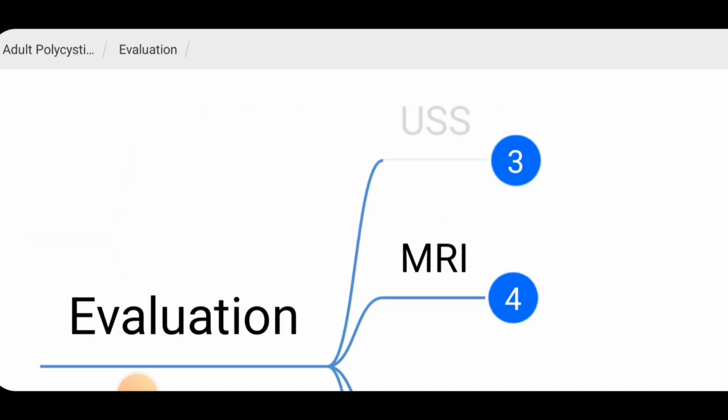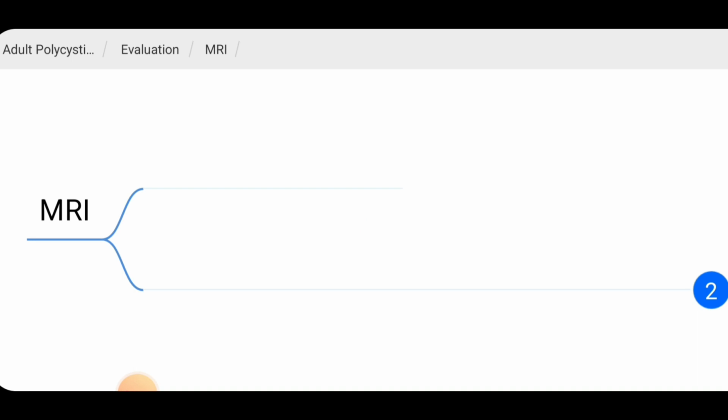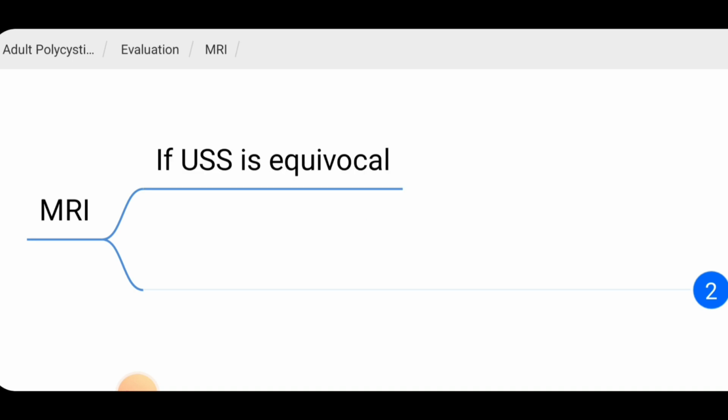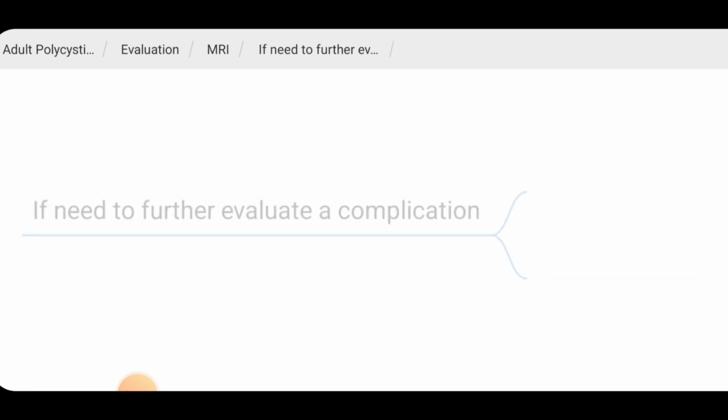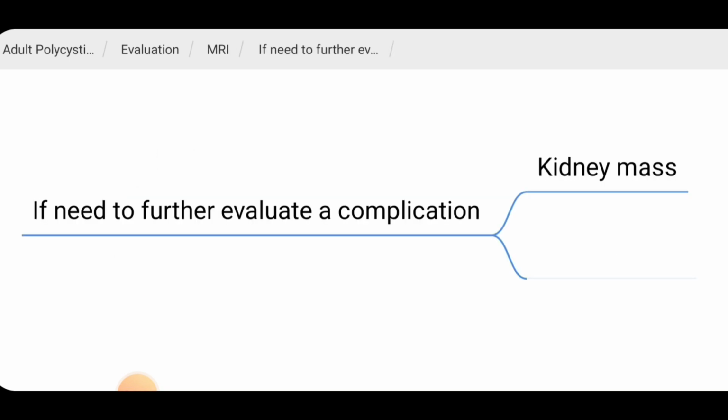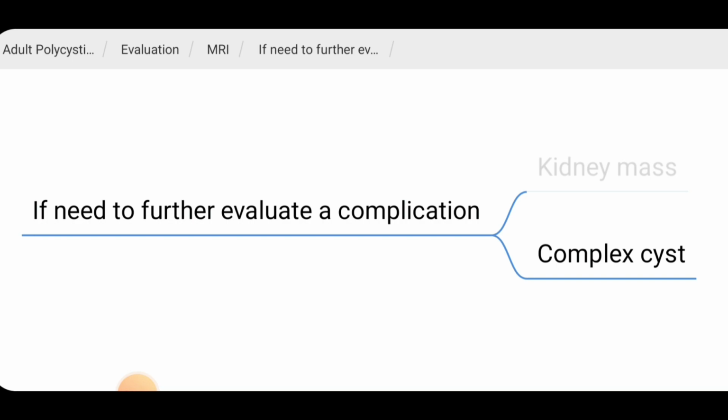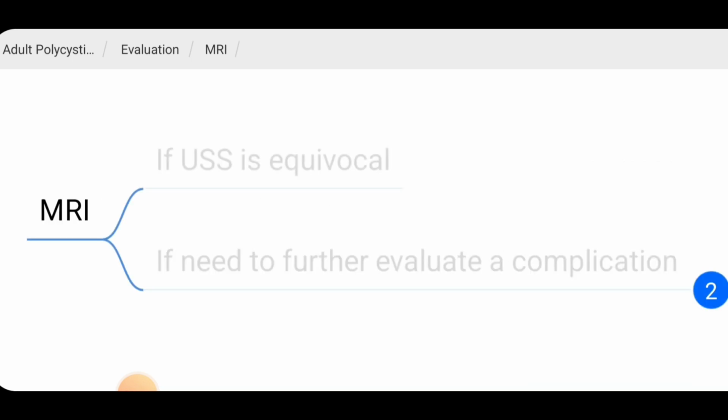Next we can do MRI as well. MRI is done if the ultrasound scan is equivocal or if we need to evaluate a complication. What are the complications? If there is a kidney mass or complex cyst, for further evaluation we can do MRI.